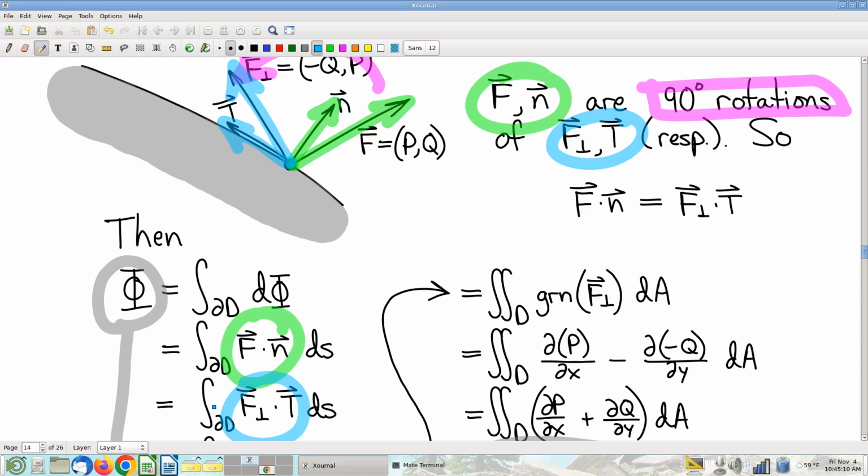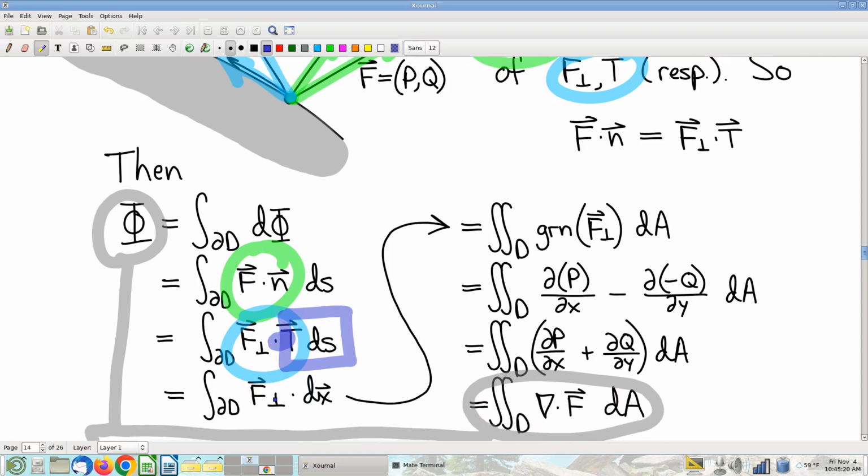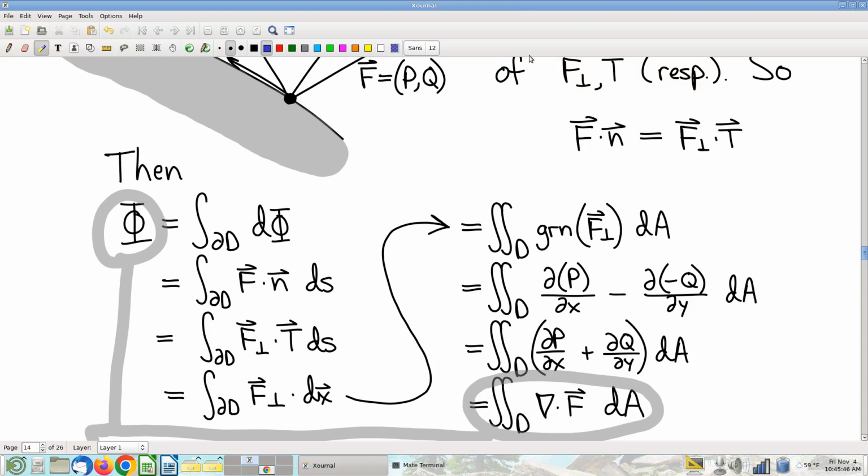And so, who cares? The reason we care is because now I've got F perp dot T ds, and we know how to do that. We have tools and experience. If you want to do an integral of F perp dot T ds, that's an integral of F perp dot dx. That's a regular old, plain old vector line integral, that again, we have formulas and various tools for. All right, is everybody following me so far? Big tool I'm going to use, of course, is Green's theorem, this being the section on Green's theorem.